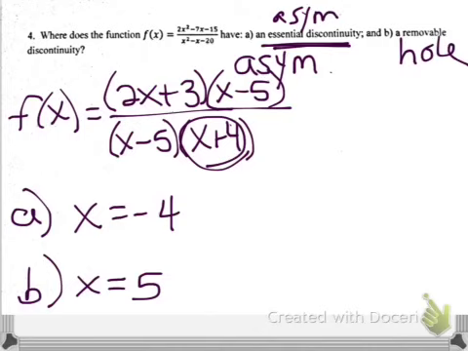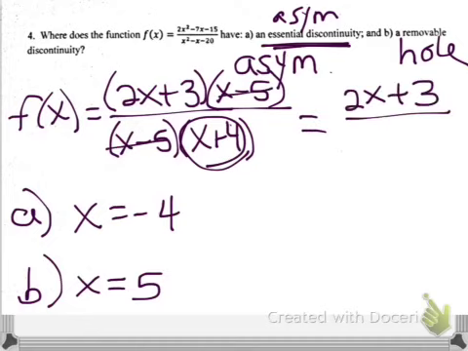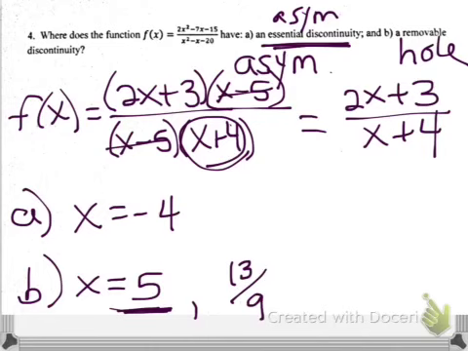What if you want to find the y value of the hole? If you remember, once I cancel these, the function just becomes 2x plus 3 over x plus 4. So now to find the y value, I can plug the 5 into that. So I would get what? 13/9. So the y value would be 13/9. So that would actually be the point for my removable discontinuity.